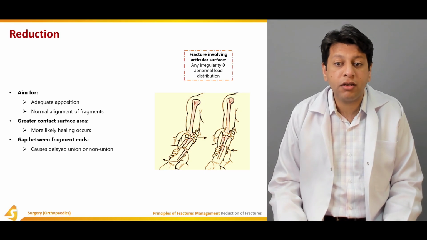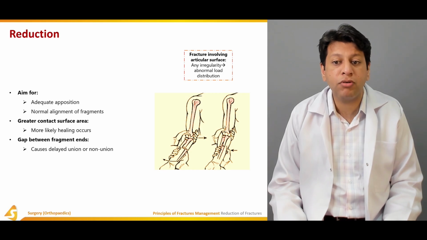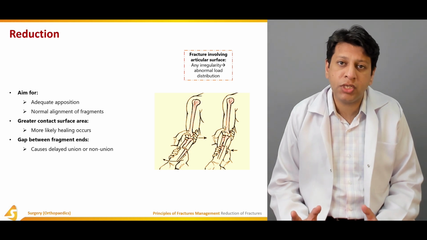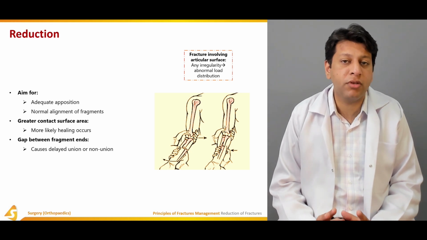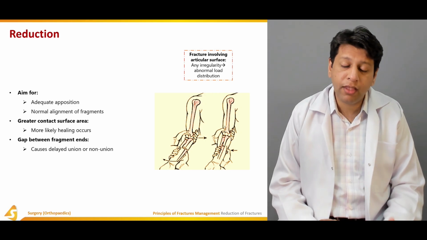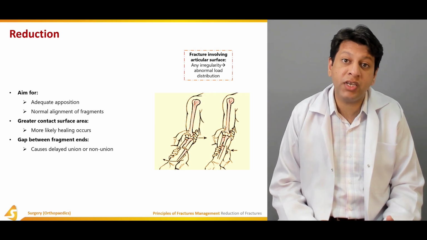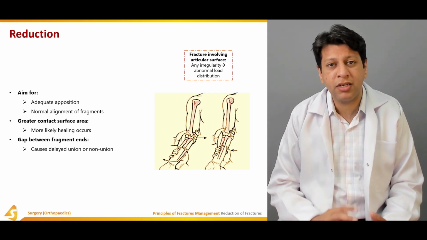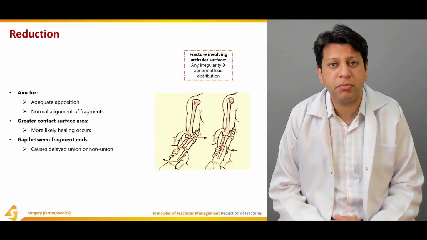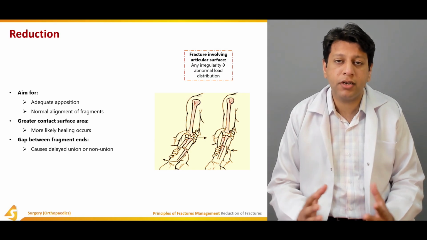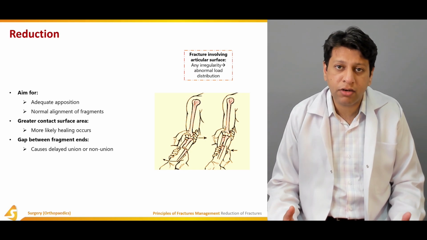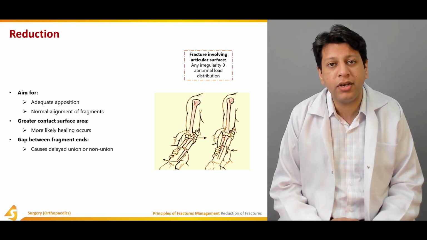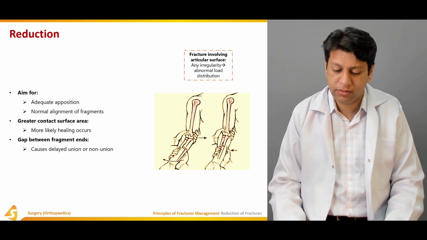Fractures involving the articular surface, with any irregularity or abnormal load distribution, actually lead to arthritis. So with most of the joints, the acceptable limit is less than 2 millimeters of step-off. If the articular step is more than 2 mm, we need to fix it because it will eventually lead to a massive amount of arthritis. But in the case of the knee, you can take up to 5 mm as acceptable. Still, when it's an intra-articular fracture, we must make sure that there is no articular step because it will lead to severe arthritis later on.